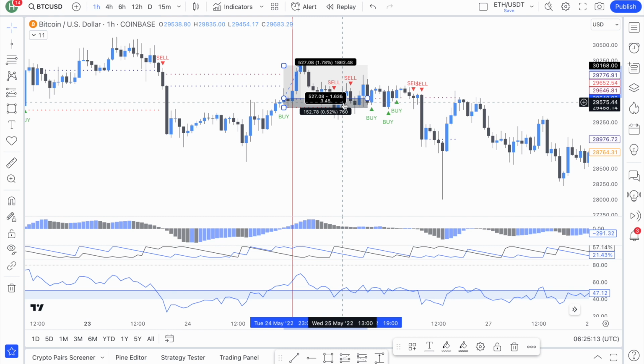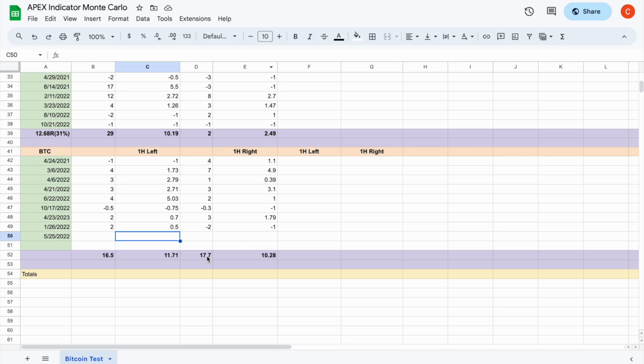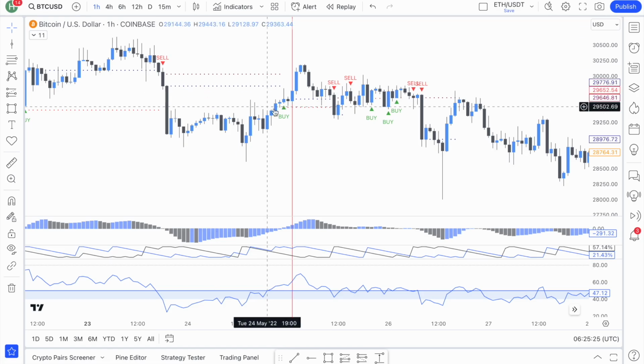So -1 and -0.5%, or 0.5%. So -1, -0.5, and that would have got stopped out as well.